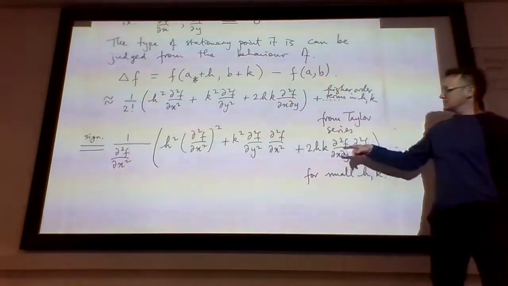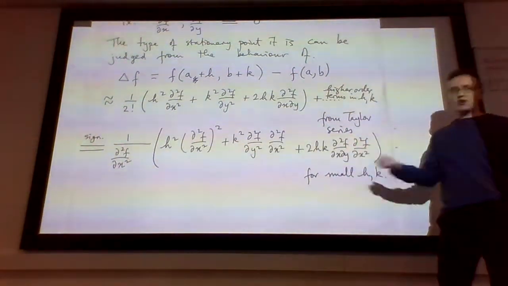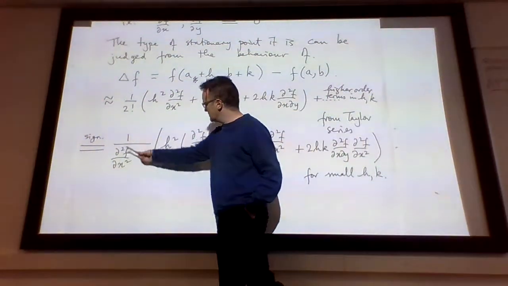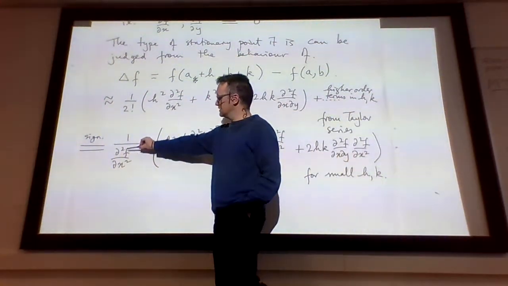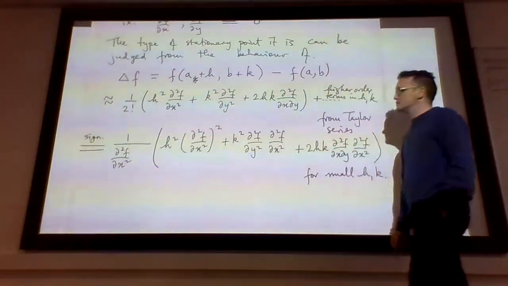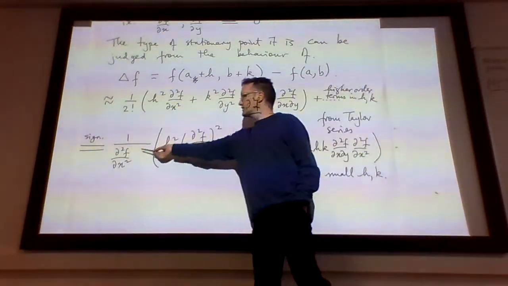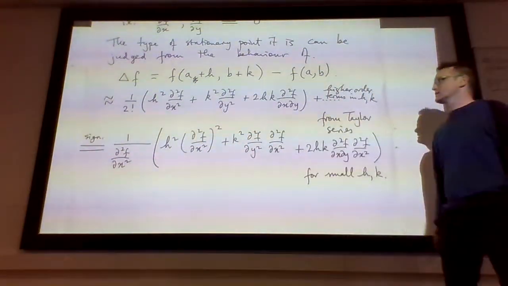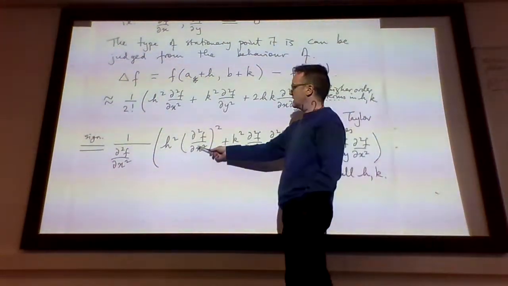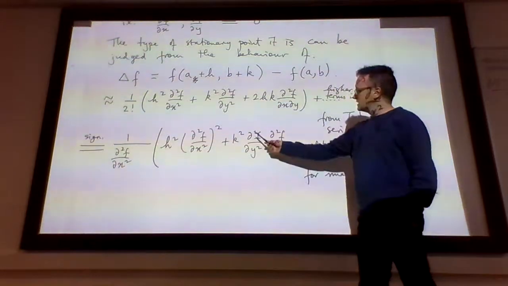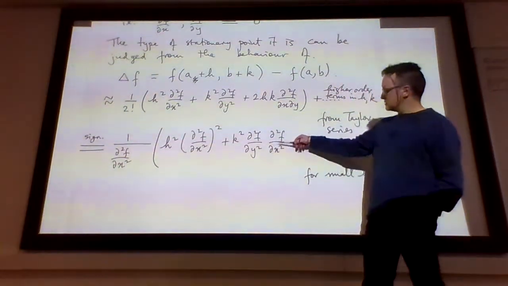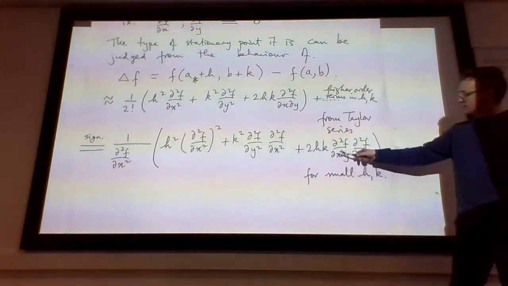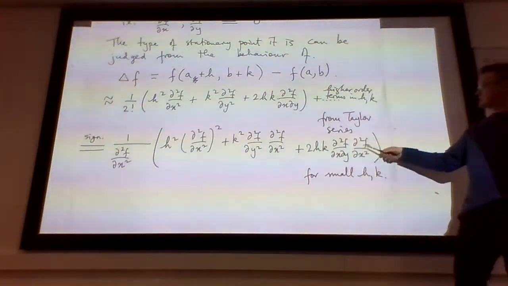And to start working on this expression and to draw out the Hessian determinant, I've begun by dividing everything by 1 over d2f dx squared. So to compensate for pulling this out of the front, I've got to multiply that whole bracket by d2f dx squared. So I get d2f dx squared plus d2f dy squared by d2f dx squared plus my 2hk d2f dx dy multiplied by d2f dx squared.